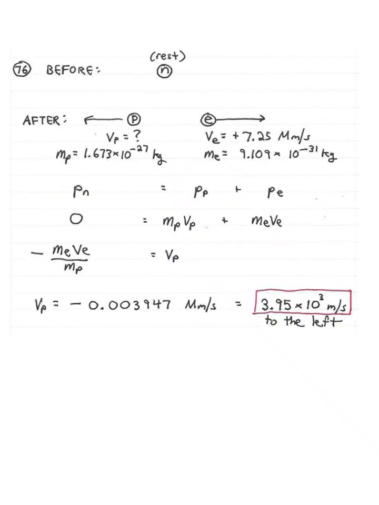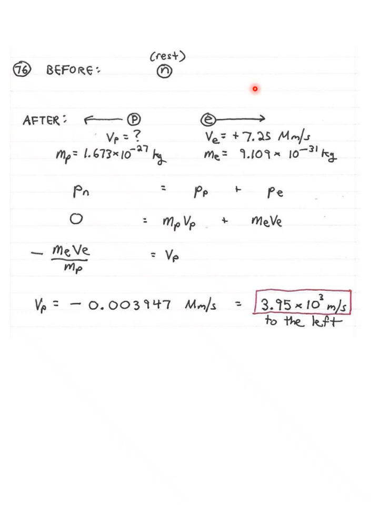Number 76. In beta decay, so this is nuclear physics here, a neutron at rest decays into a proton and electron ejected in opposite directions. And we will, as the book says, cover beta decay more next semester in chapter 25. If the electron speed is 7.25 megameters per second, what is the proton speed?